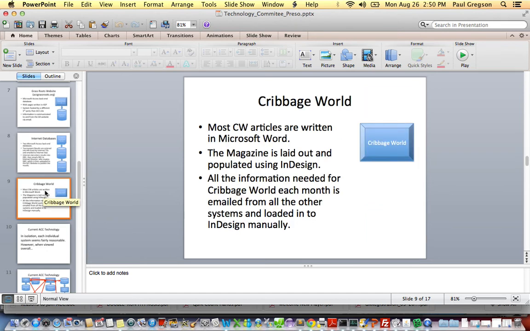And then there's Cribbage World. From a technology perspective, most of the articles are written in Microsoft Word. The magazine is laid out and populated using a program called InDesign, which lets you lay out the different sections and which pieces are going to be where in terms of page layout and things like that. And then all the information needed for Cribbage World each month is emailed from all the other systems and loaded manually into InDesign.